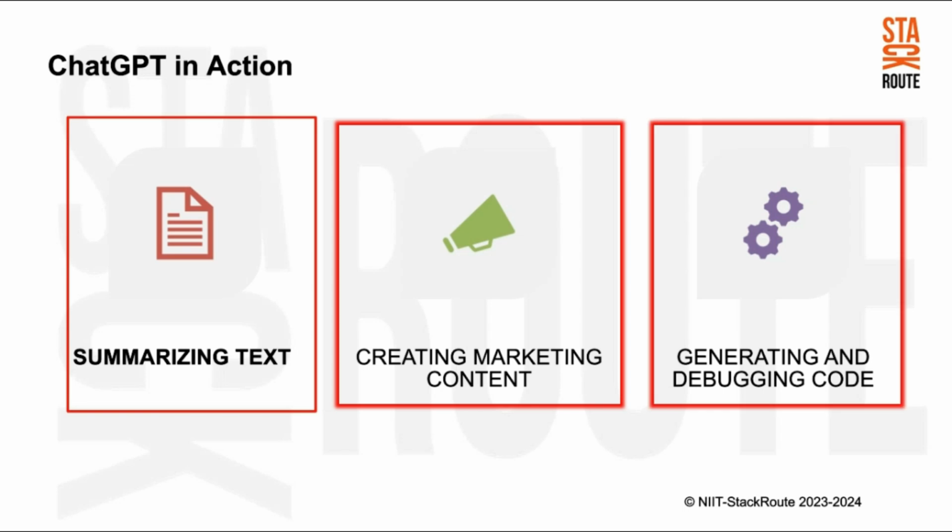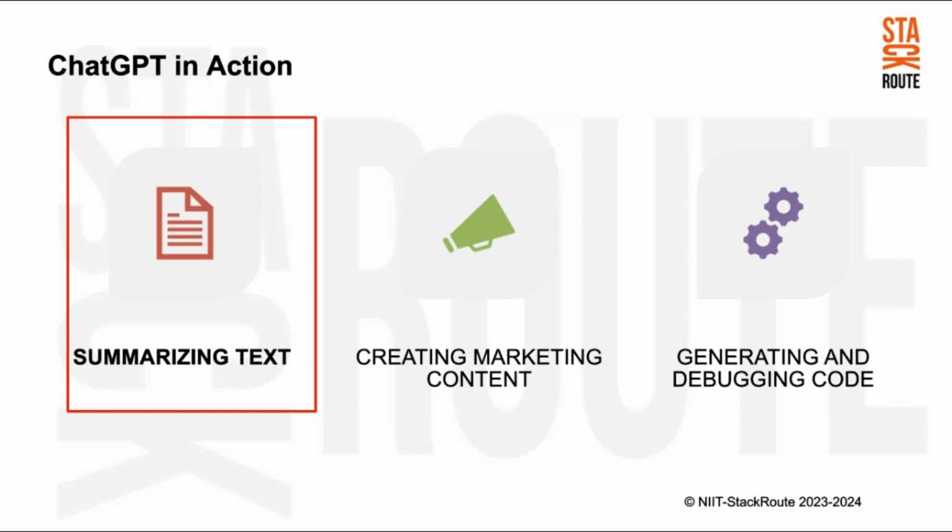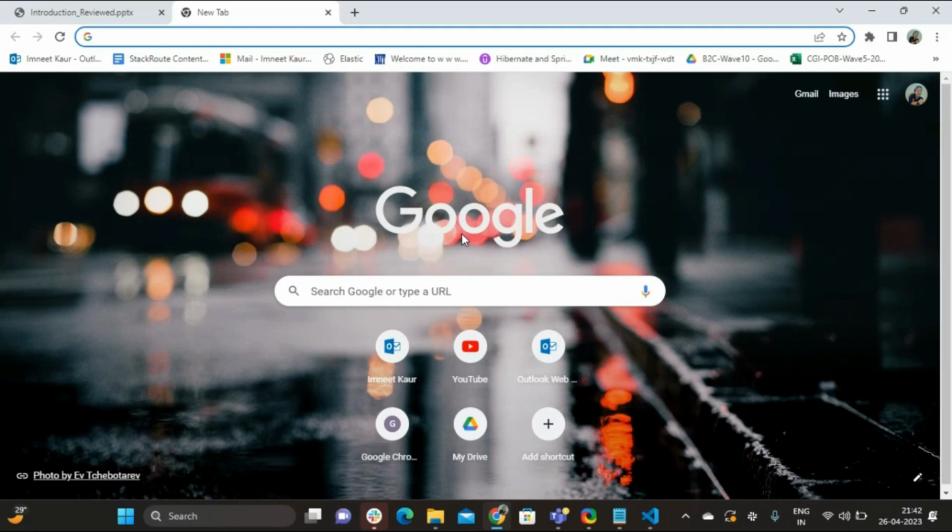Now let us see the demo for all of these use cases one by one. Let's start with the first one, summarizing text. For that, we will need to use ChatGPT through our browser. So let me go to the browser. So in Google, I will just type ChatGPT.